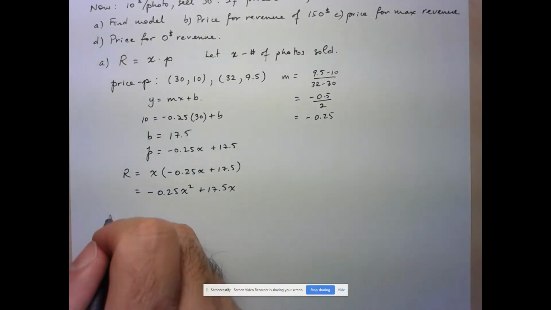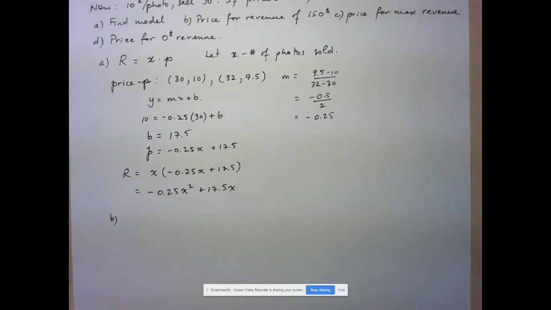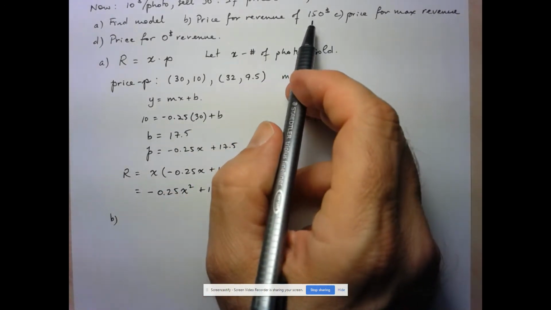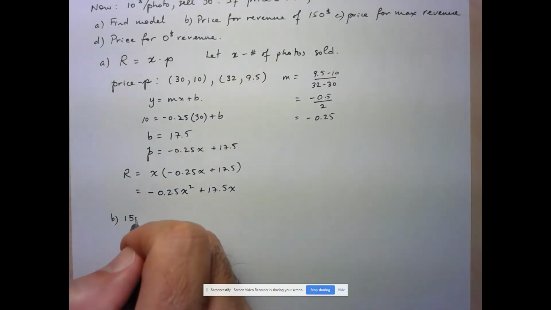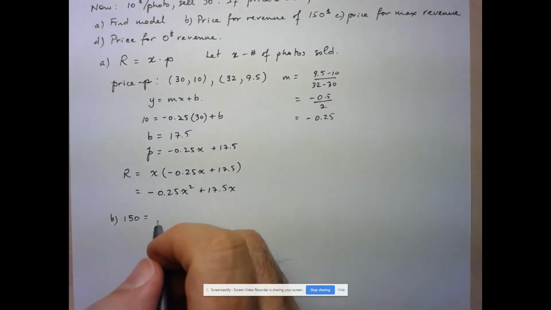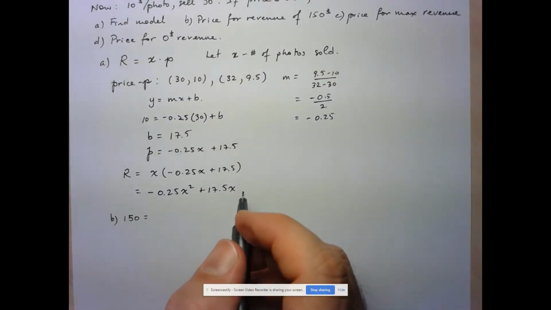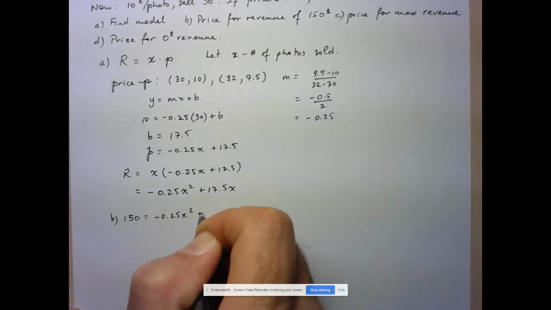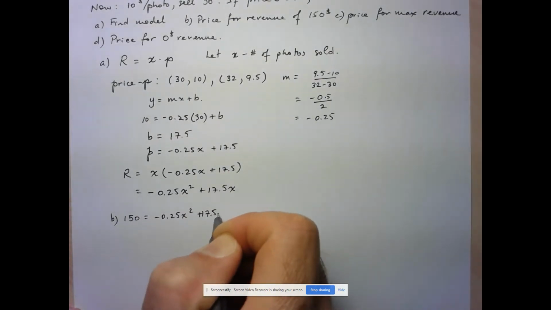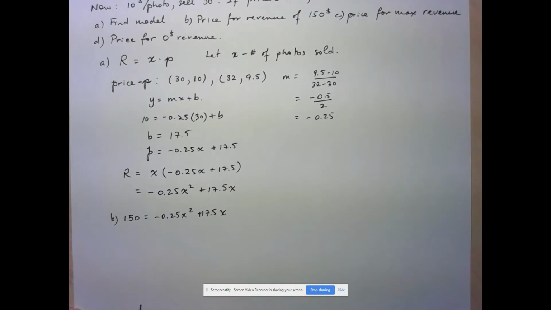So now I'm going to use this to solve the different parts of the problem. So in this first portion, I want the revenue to be $150. So I just replace the revenue by 150. Okay, so let's see what we have. We have negative 0.25 x squared plus 17.5x. So again, in order to solve this, I need 0 on one side.